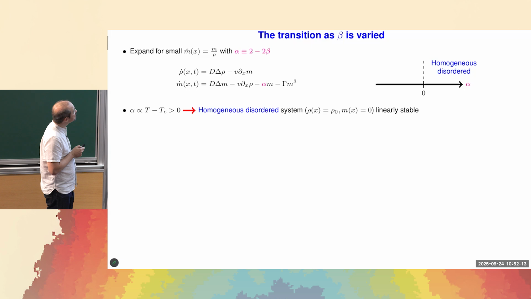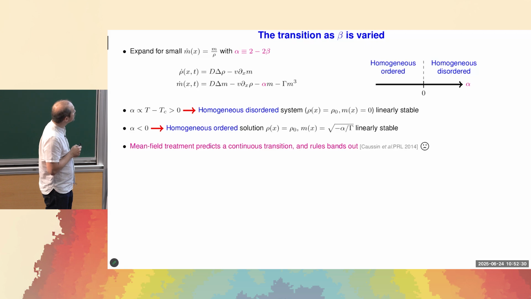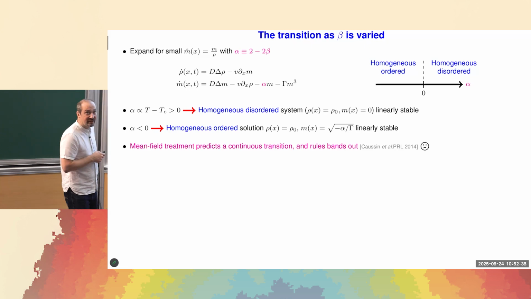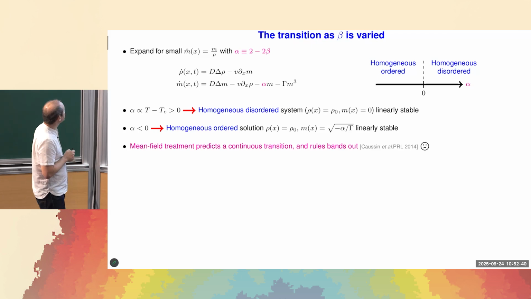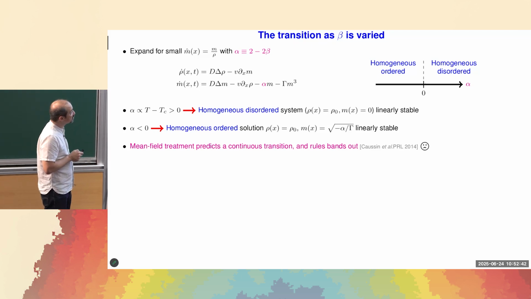So if alpha is positive, you have m dot equal minus alpha m, which brings you back to m equals 0. So you have a homogeneous disordered phase, which is linearly stable. When alpha is negative, instead, m equals 0 becomes unstable, but you have the m cubed term that balances. And what you find is a homogeneous ordered solution, with m the square root of minus alpha over gamma. And this is again linearly stable. And this is very sad because it means that the mean field treatment predicts a continuous transition.